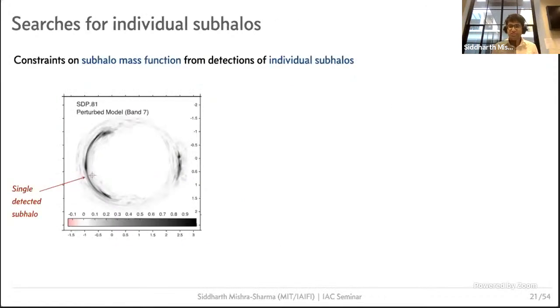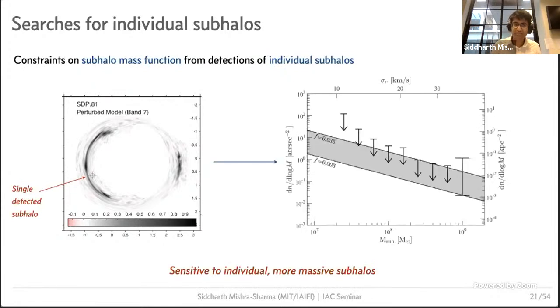The way people attack this traditionally is, instead of looking for this whole population, to look for individual subhalos, like that example I had earlier with the big subhalo on the ring. In this nice paper by Vegetti et al. from about 5 years ago, they used interferometric observations from ALMA to look for individual subhalos near the ring.